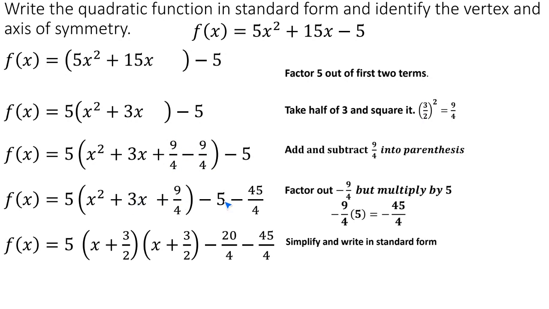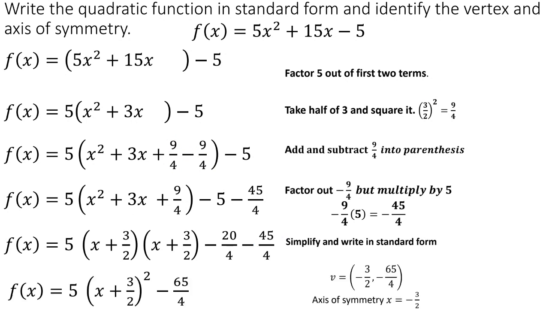And then in order to add or subtract the fractions, we need a common denominator. So this 5 needs a common denominator of 4. So I'm going to have negative 20 over 4, which is 5. And then 45 divided by 4. Since they're both negative, I subtract them. So negative 20 minus 45 is going to give me negative 65 over 4. So my vertex is going to be negative 3/2 and negative 65/4. So your axis of symmetry is negative 3/2.